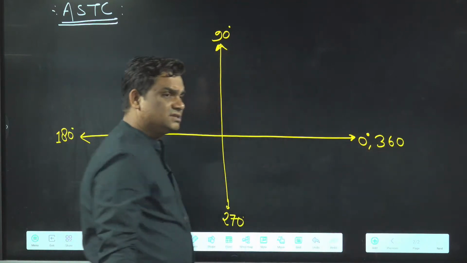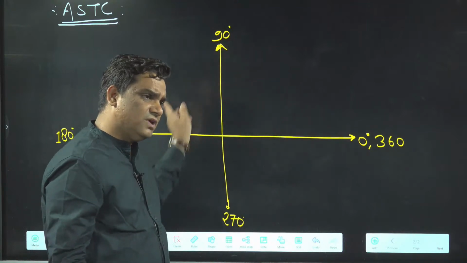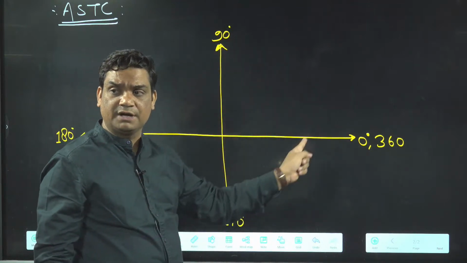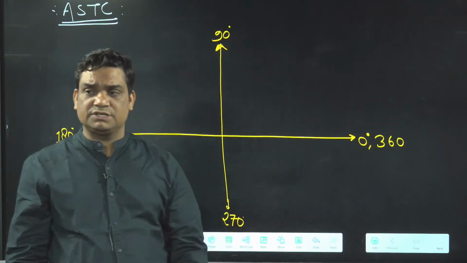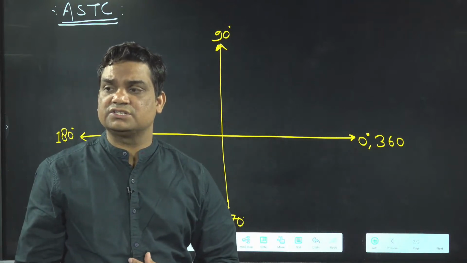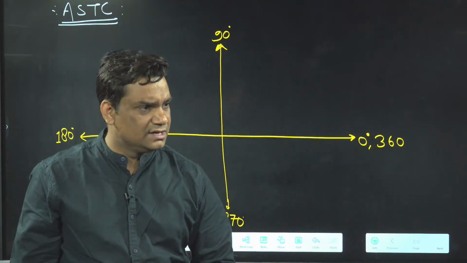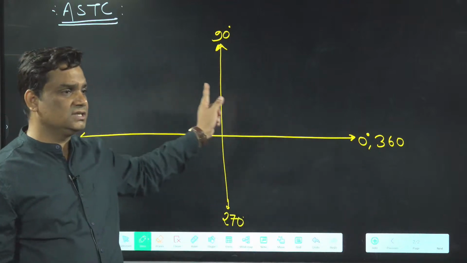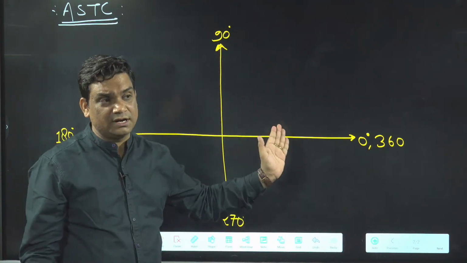So 0 and 360 are the same, because after 360, what will happen? The same cycle will keep on repeating. So if you learn up to 360, then we can say after 360, basically things are the same. After 360, things will be exactly the same. So we are going to learn up to 360.